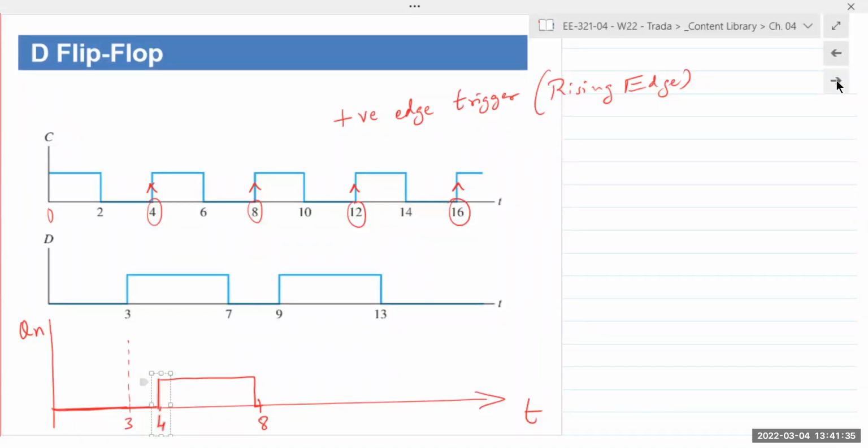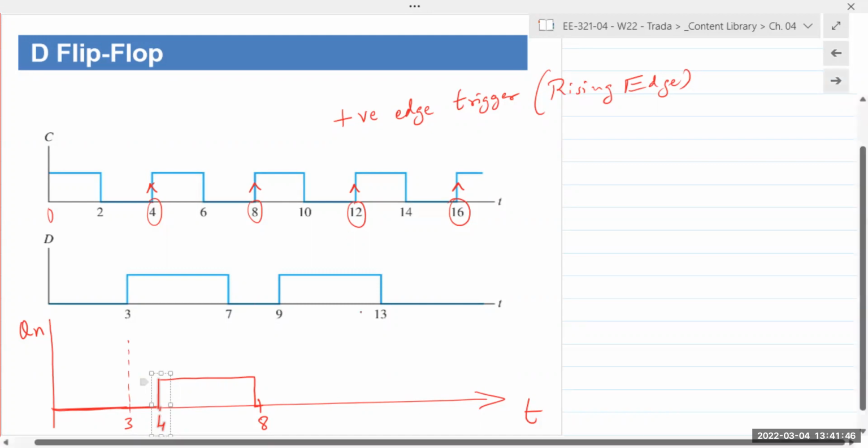And the next positive transition occurs at 12. So at 12, input D is 1, so the output goes to 1. Then it stays at 1 until the next transition, which is at 16. At 16, D is 0, so the output goes to 0. And then it stays there indefinitely.